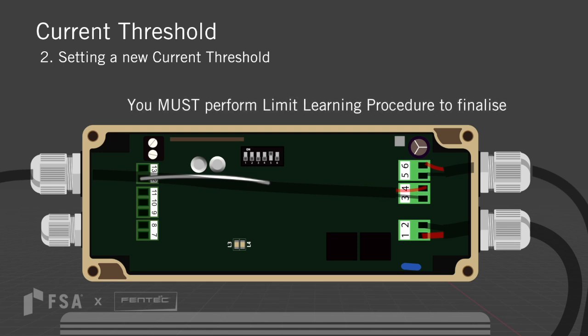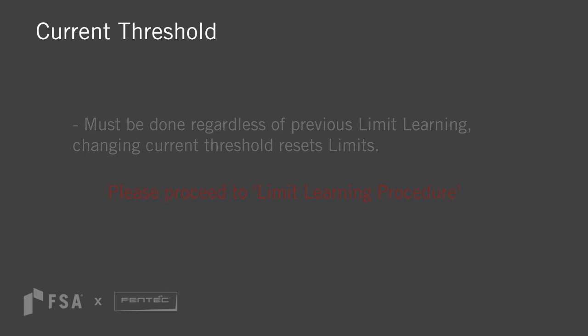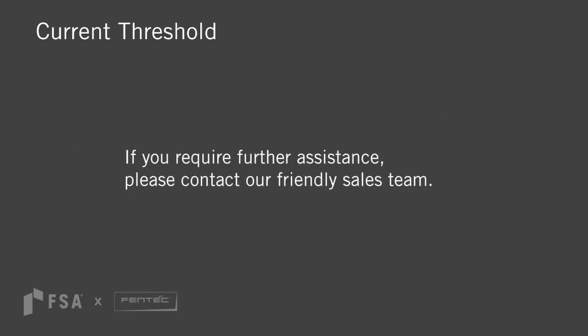You must now perform the limit learning procedure again to finish. This must be done regardless of whether it has been done prior, as changing the current threshold resets the limits. Please proceed to the video limit learning procedure to finalize this setting. If you require further assistance with the current thresholds, please contact our team.